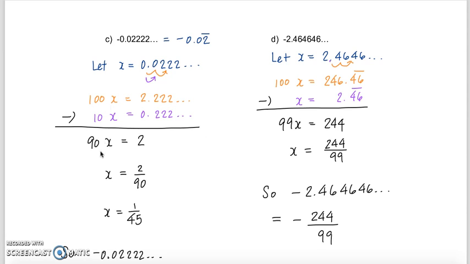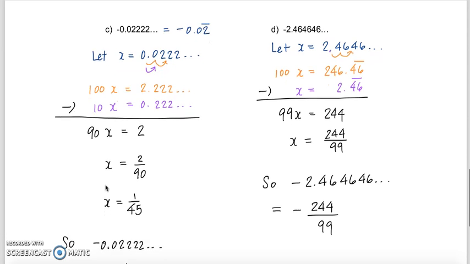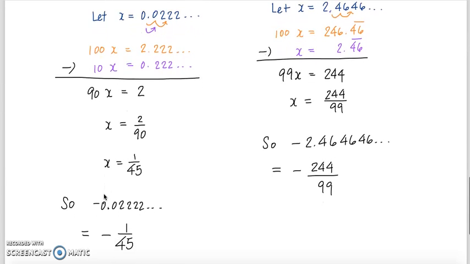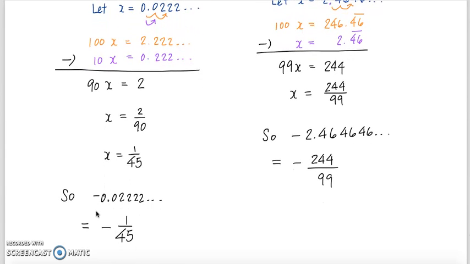100x minus 10x is 90x. It's equal to 20, because all the repeating decimals now have subtracted. So divide both sides of the equation by 90. You get 20 over 90. And that can be reduced by 2 to get 1 over 45. Therefore, negative 0.02 repeating is actually negative 1 over 45.